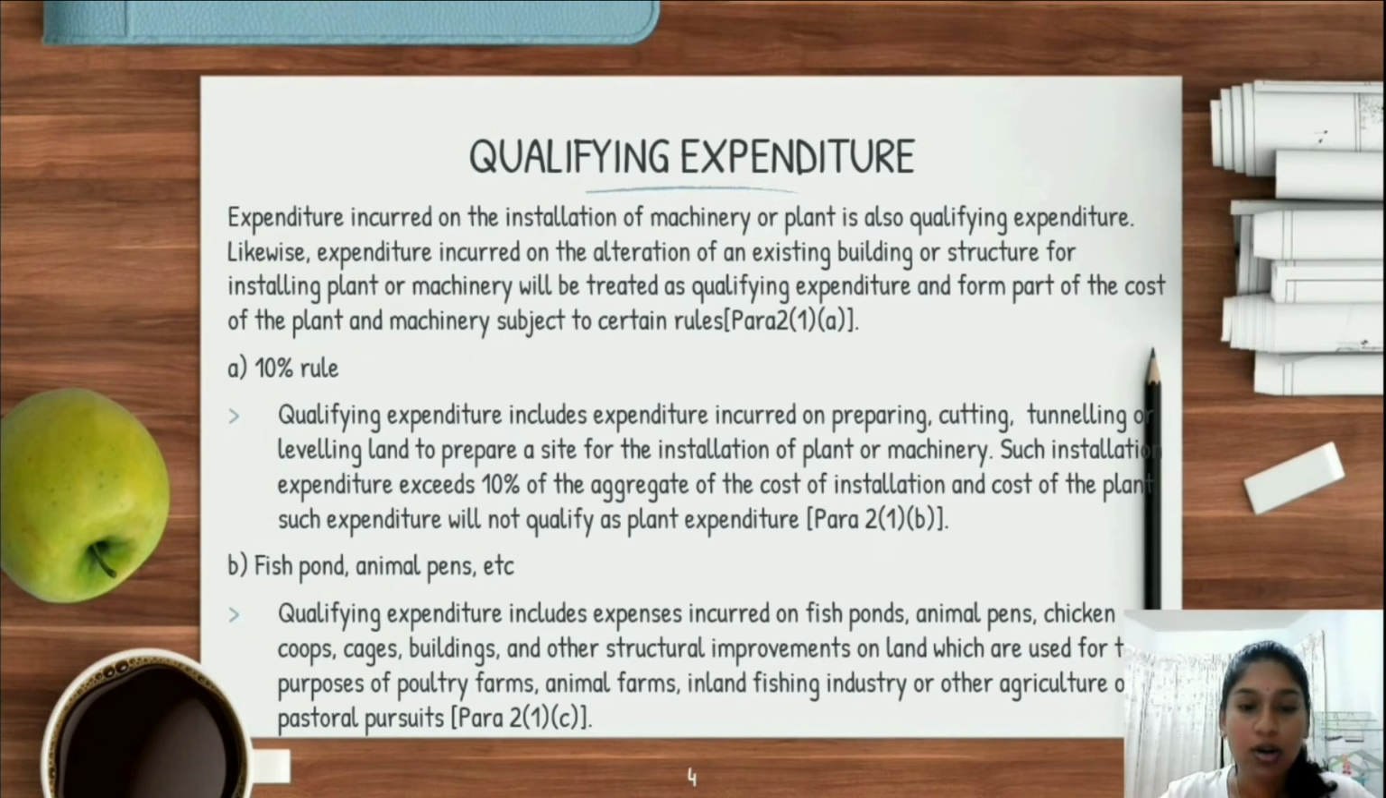B. Fish ponds, animal pens, and so on. Qualifying expenditure includes expenses incurred on fish ponds, animal pens, chicken coops, cages, buildings, and other structural improvements on land which are used for the purpose of poultry farms, animal farms, inland fishing industry, or other agriculture or pastoral pursuits.